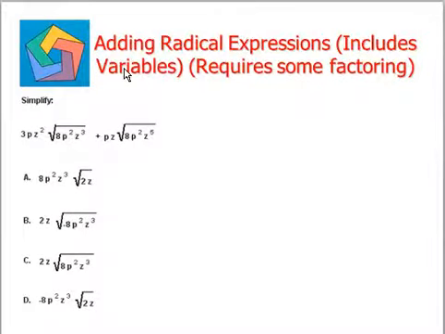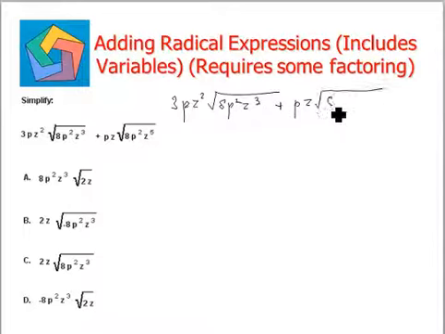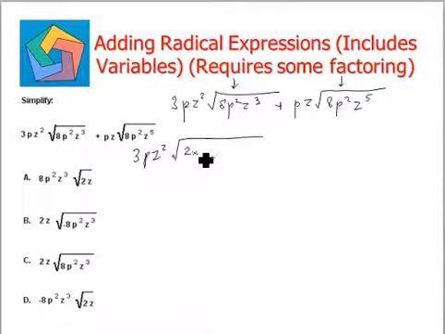It says simplify 3p z squared radical 8p squared z cubed plus pz radical 8p squared z to the power of 5. Now here we see inside the radical the terms are not similar, so we'll factorize. 8 can be written as 2 times 2 times 2, p squared as it is, z cubed can be written as z squared times z, plus pz.